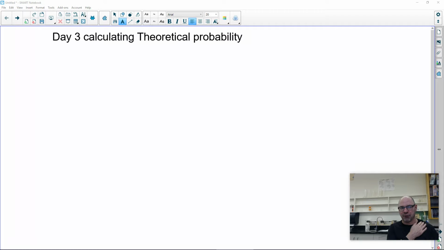We did a coin flip, we did a dice roll, and we did the combination of the two together, where the probability of that was 1 in 12. So what we're going to look at today is how do we calculate theoretical probability of events occurring? Drawing cards, drawing things out of a bag, rolling dice. Rolling 2 dice will be one that we look at. And we'll look at a few different problems.